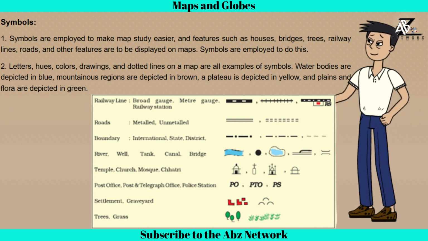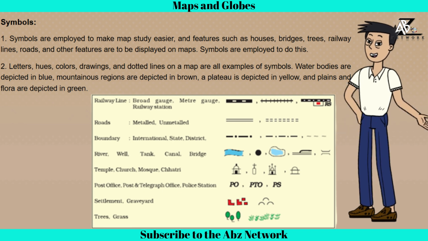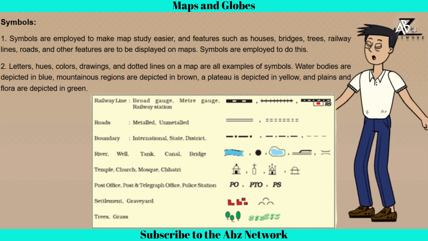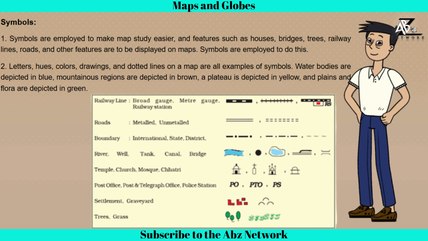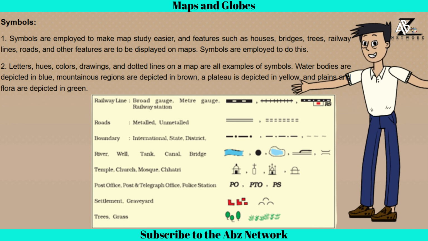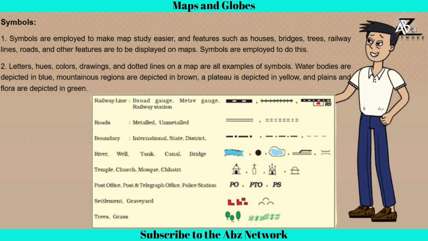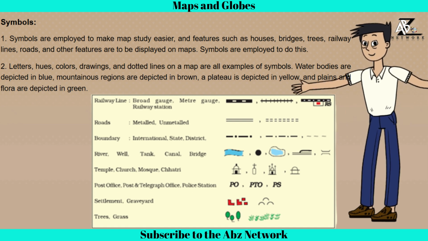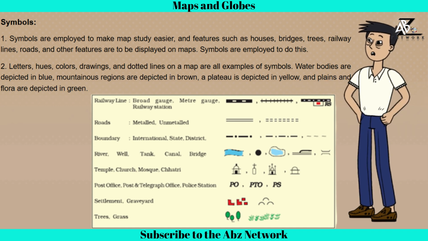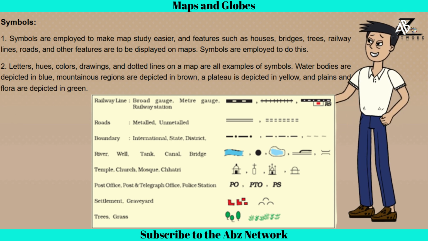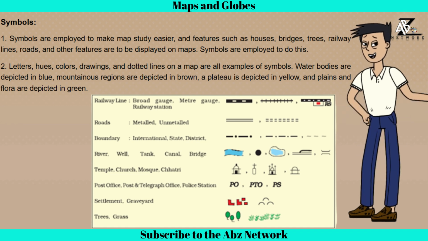First, symbols are employed to make map study easier, and features such as houses, bridges, trees, railway lines, roads, and other features are to be displayed on maps. Symbols are employed to do this. Second, letters, shapes, colors, drawings, and dotted lines on a map are all examples of symbols. Water bodies are depicted in blue, mountain regions are depicted in brown, a plateau is depicted in yellow, and plains and flora are depicted in green.